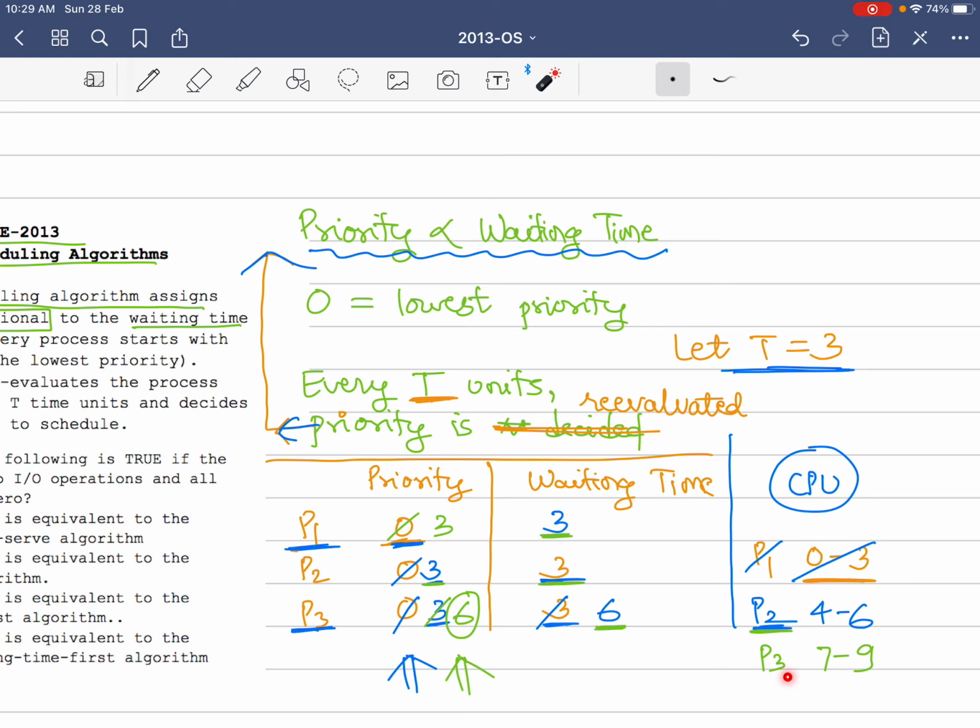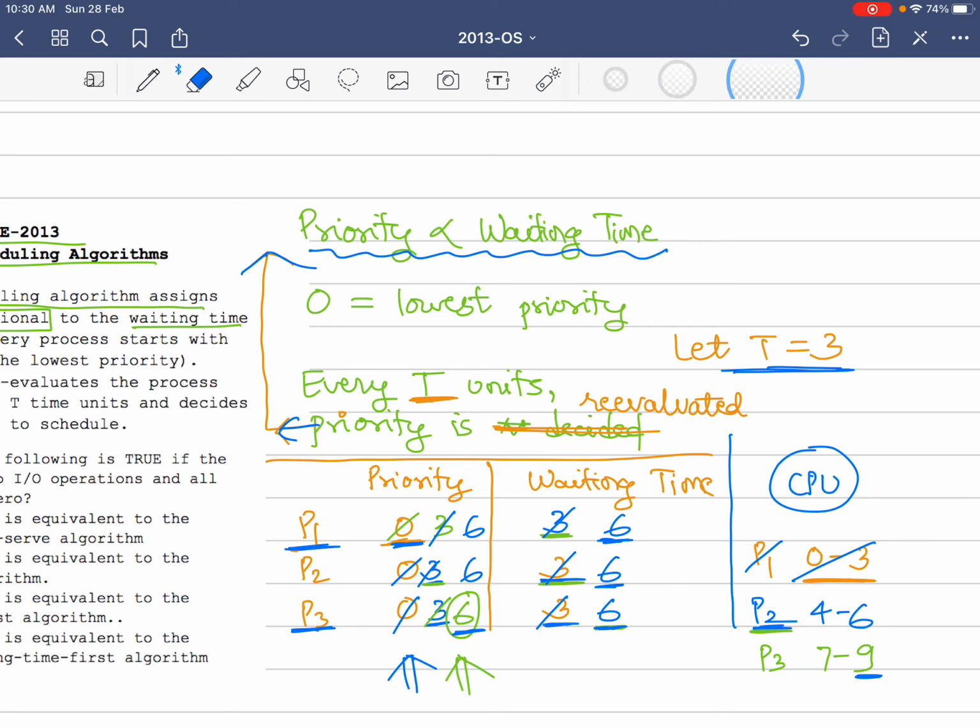Now, while P3 is spending the next 3 seconds with the CPU, the waiting time of P1 and P2 is increasing. So let's recalculate the waiting time. It will now be 6, and this will also be 6. After P3 has spent 3 seconds with the CPU, we again re-evaluate the priority using priority is directly proportional to waiting time. And thus we change this priority to 6, and this priority to 6. The priority of P3 will not change because it is already 6.